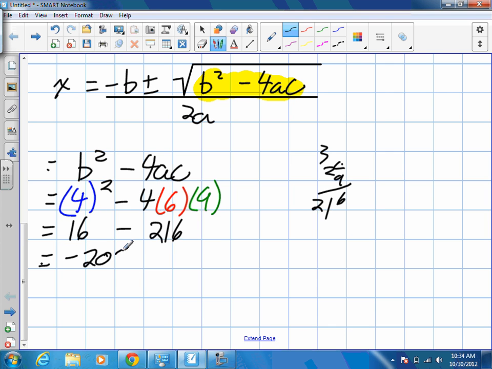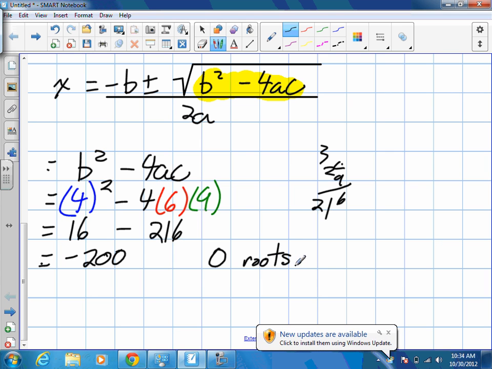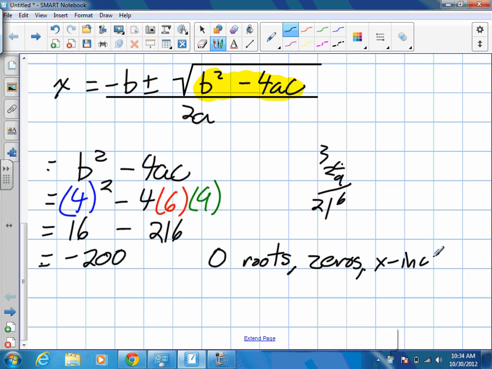How many roots are there? Negative value. How many x-intercepts? There are none, because we wouldn't be able to square root negative 200, so there are 0 roots. Okay, you could say 0 roots. You could say 0 zeros. Or you could say 0 x-intercepts. All of these are acceptable, okay? Yeah, I know it's going slow. All right?